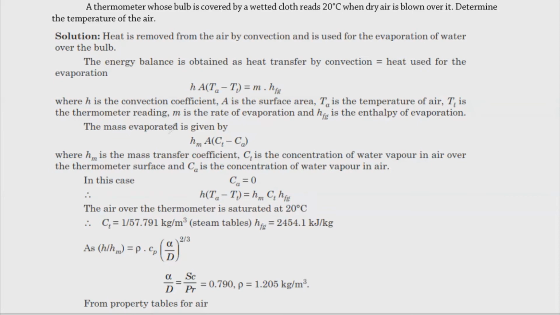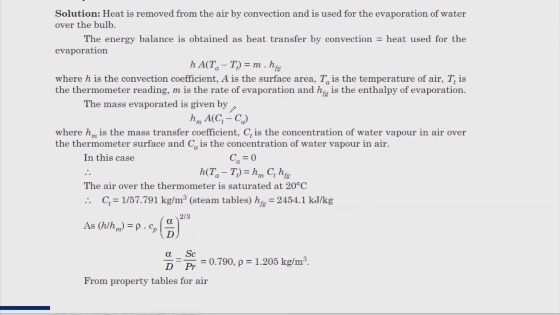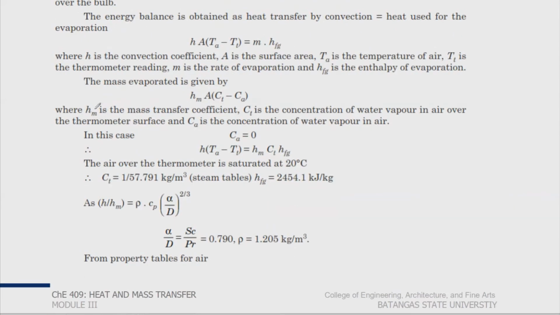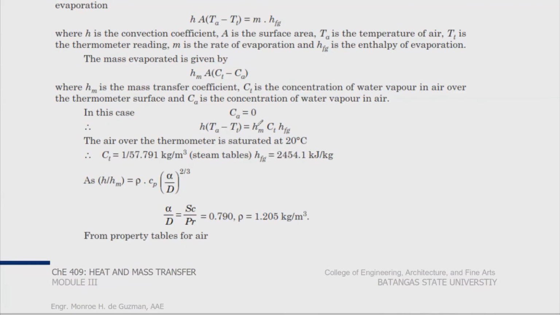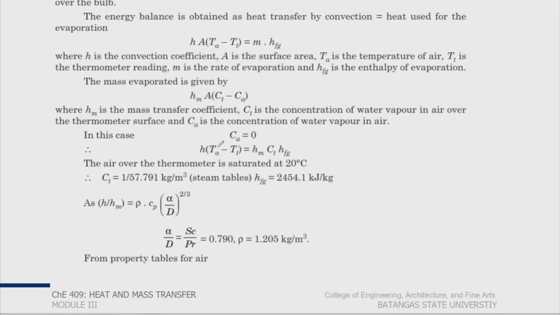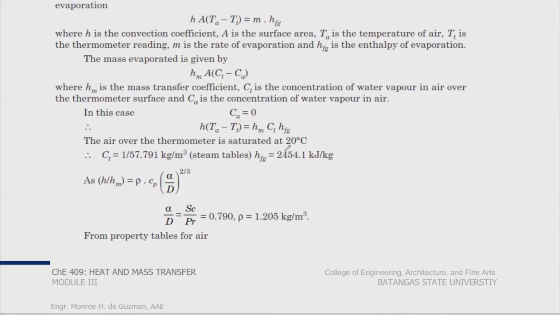So the mass evaporated is given by this expression, and instead of using the temperatures, let's use the fact that the convective mass transfer coefficient is multiplied with this concentration gradient. So we have this mass transfer coefficient, the concentration of the water vapor in air, and the concentration of water vapor in air at the thermometer surface. With that, Ca is equal to 0, and this reduces to the final equation of H (TA minus TT) equals HM CT HFG.